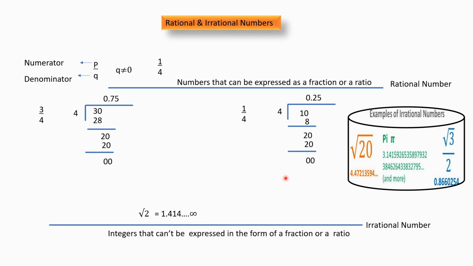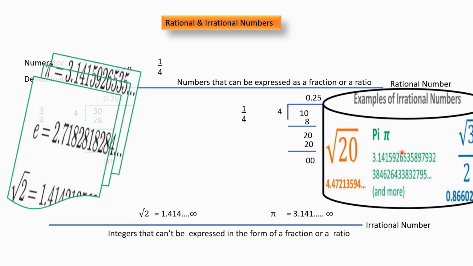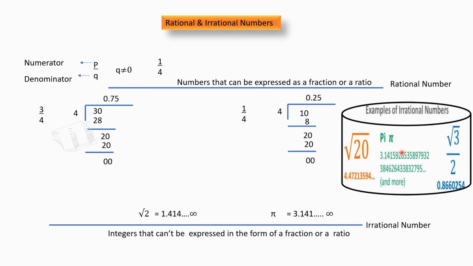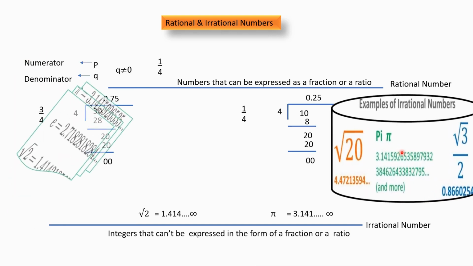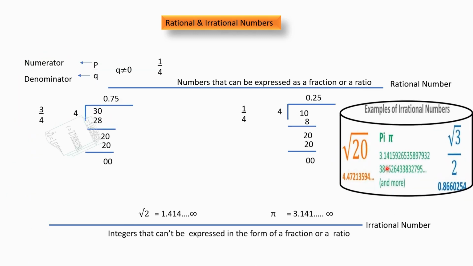Another example of an irrational number is pi. Pi is the ratio of the circumference of a circle to its diameter and is approximately 3.14159265359, and the decimals continue infinitely without repeating a pattern. It's important to note that irrational numbers cannot be written as fractions, but they can be approximated as decimals. However, the decimal approximation of an irrational number is always an approximation, and it never represents the exact value of the number.